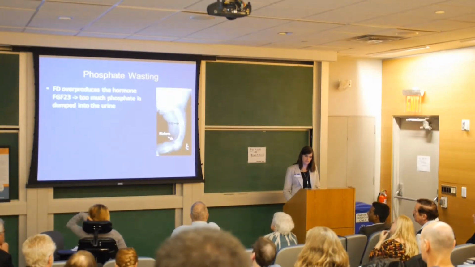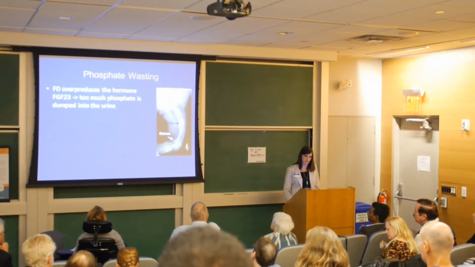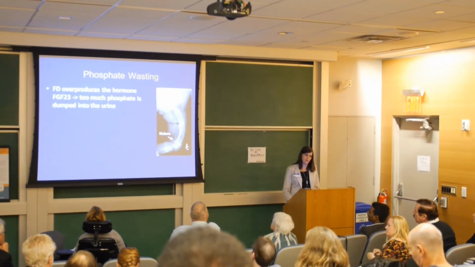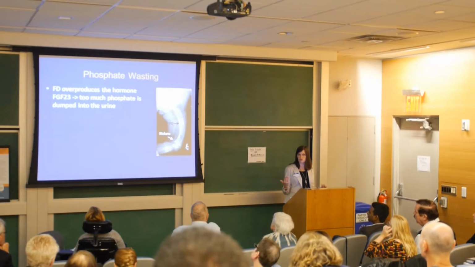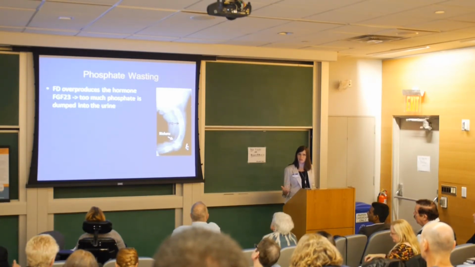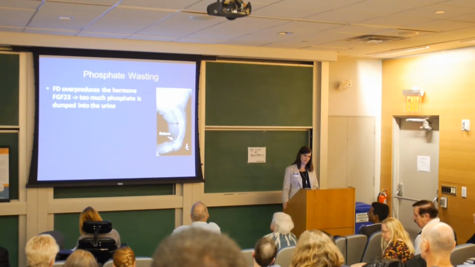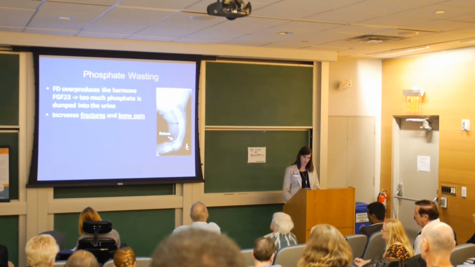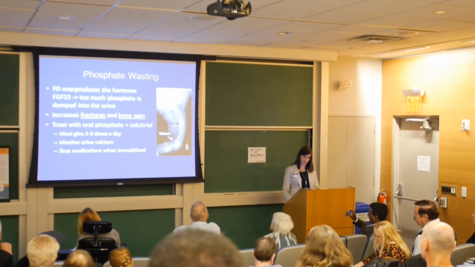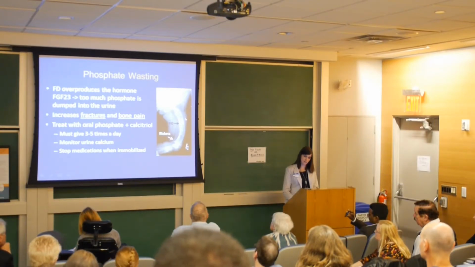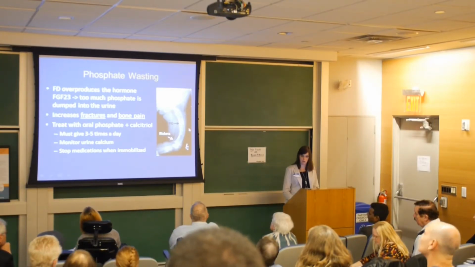So phosphate wasting is an endocrine disease that arises because the FD bone itself, the abnormal cells in the FD bone, overproduce a hormone called FGF23. And this is your main phosphate controlling hormone in the body. And this causes the body to dump too much phosphate into the urine. As we've heard a few times today, this increases both fractures and bone pain. It gives you another bone problem on top of your FD.